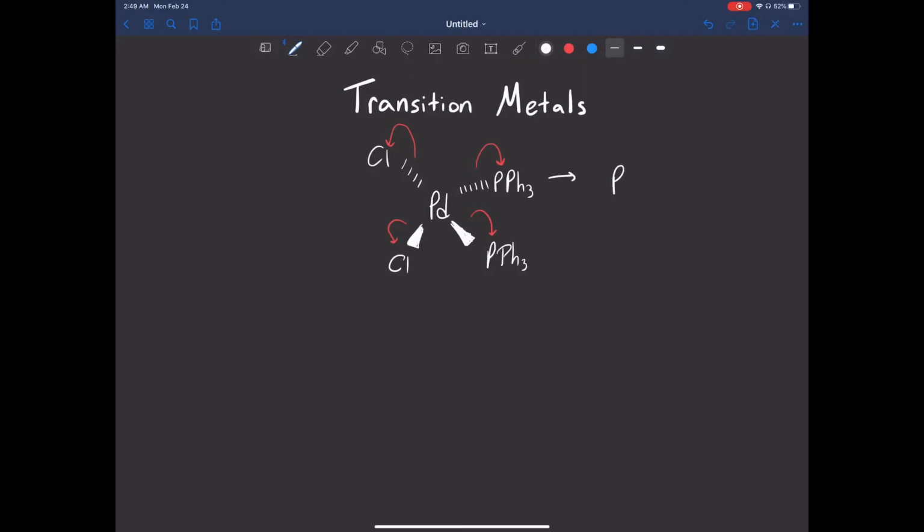So we have PPh3 with a lone pair now. Same here. And now if you look at the periodic table, phosphorus is in the same column as nitrogen, and you know nitrogen has 5 valence electrons. So this phosphorus has 3 bonds to these phenyl groups and a lone pair, meaning its total formal charge is 0, so they're neutral right now.